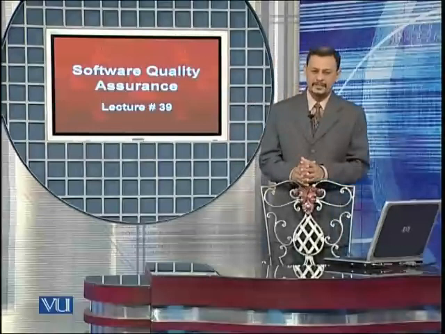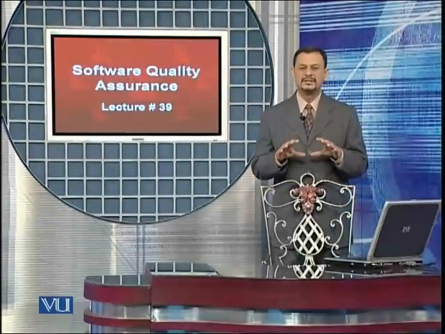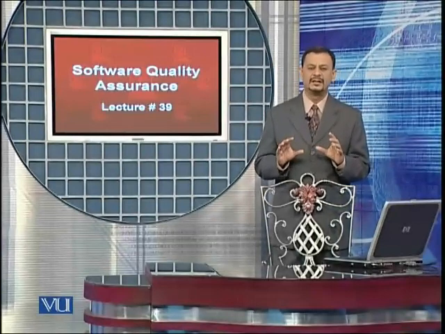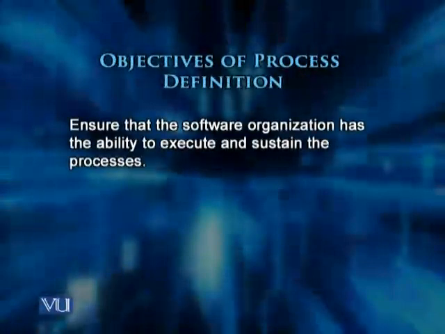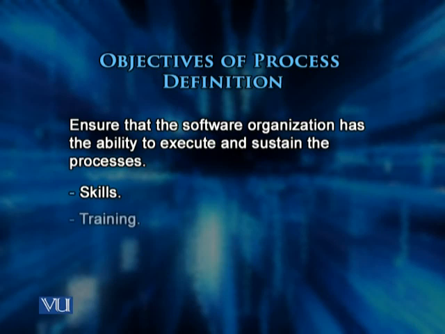तो process definition basically उन activities के ऊपर, उन ऑब्जेक्टिव्स के ऊपर है, उनके ऑब्जेक्टिव्स ये हैं कि आप जो भी प्रोसेस यूज़ करना चाहते हैं अपनी बिजनेस और टेक्निकल नीड्स को मीट करने के लिए उनको डिफाइन करें। You have to ensure that the software organization has the ability to execute and sustain the processes. This requires that you have the necessary skills, you provide the necessary trainings, you acquire the necessary tools, you have the facilities, and finally you are willing to spend the funds that will be required to implement a process.